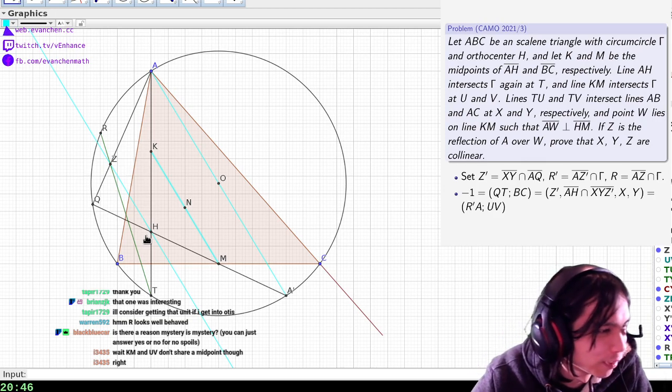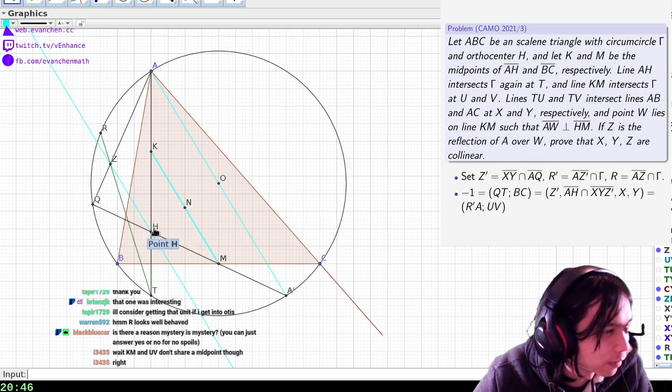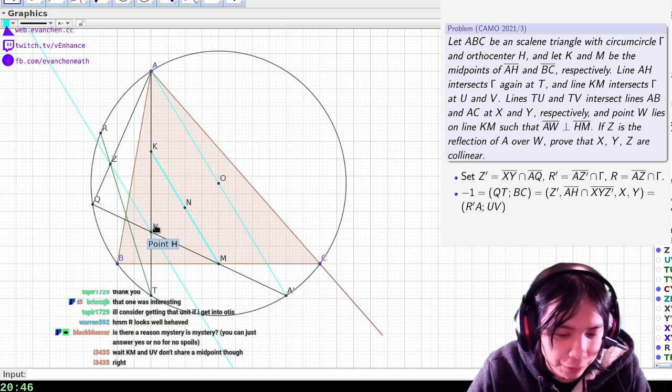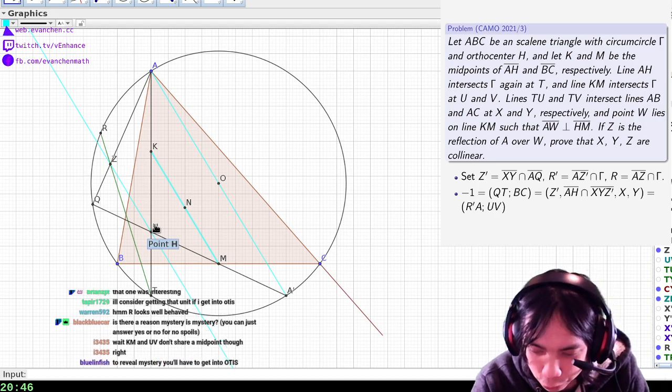Feels projective. Is there a reason mystery is mystery? Yes. That is a topic for which if I tell you the actual name of the unit to start, it would spoil a lot of the instructional value.